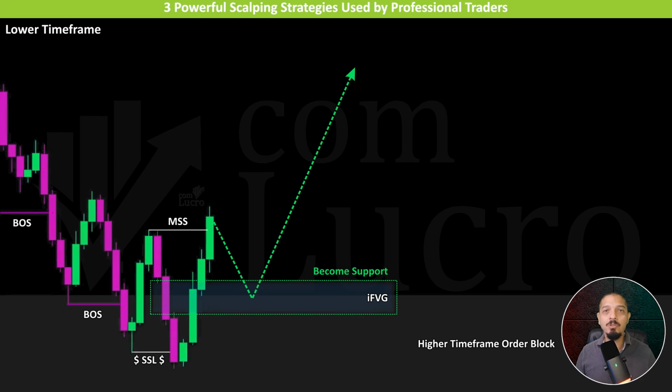If a market structure shift appears at the same time, that adds another powerful layer of confluence and makes the setup even stronger. With both confirmations in place, we can expect price to retrace back into the inverse fair value gap, which is now acting as support, before continuing higher toward the next pool of buy-side liquidity, where we can plan the entry.